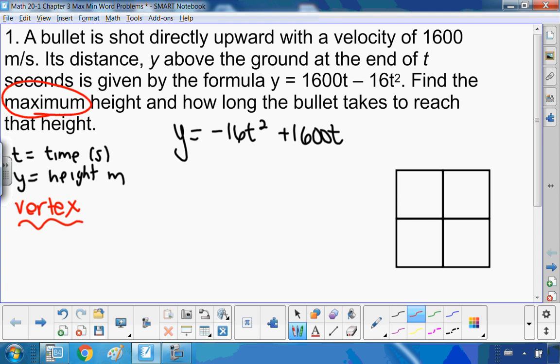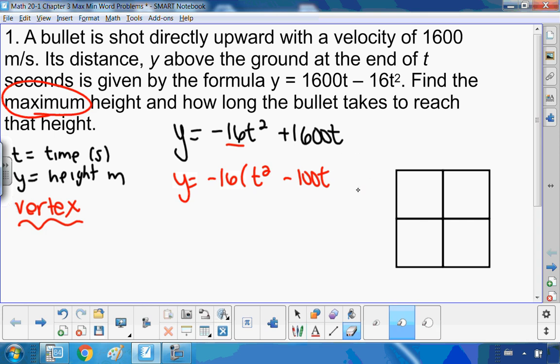So looking at this here, I want to factor what is in front of t squared, which is the negative 16, out first. So I factor by negative 16. So negative 16 t squared divided by negative 16 is t squared. And then 1600 divided by negative 16 is negative 100t. And I'll leave myself a little bit of room to close the brackets. And now I'm ready to complete the square.